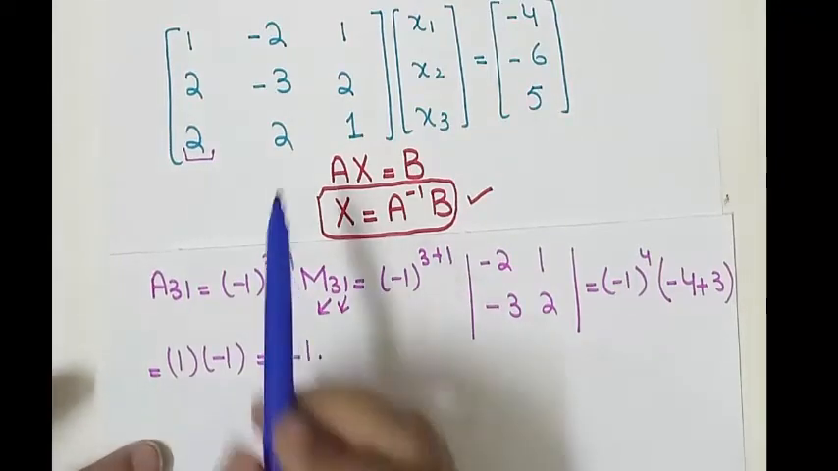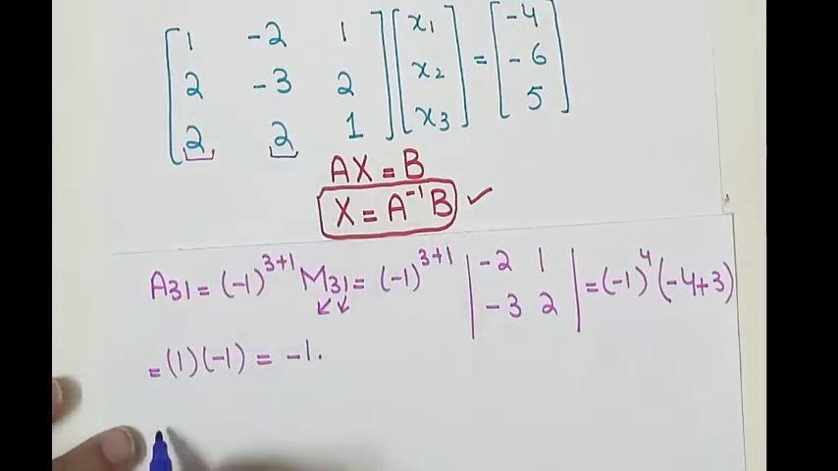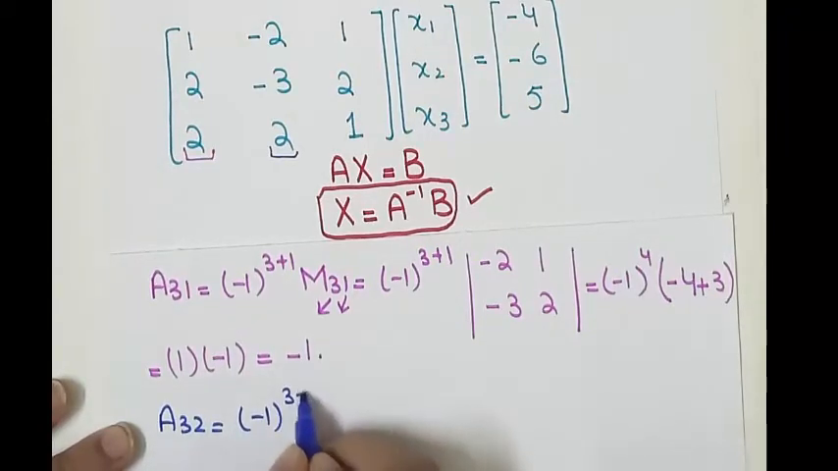Next we have to find the minor of A32. Same formula, minus 1 to the power 3 plus 2 times minor of 3, 2.